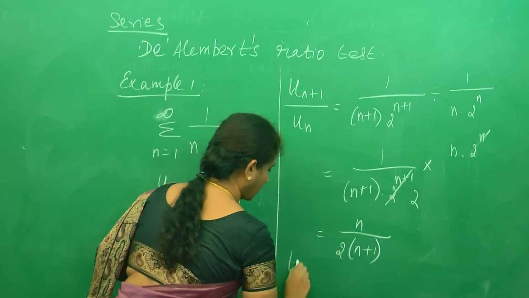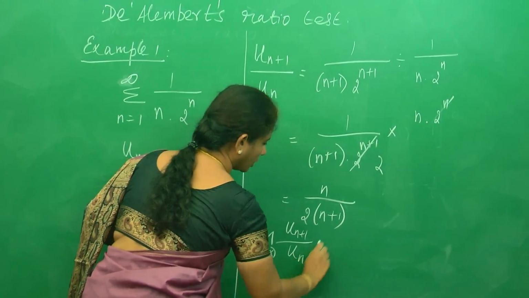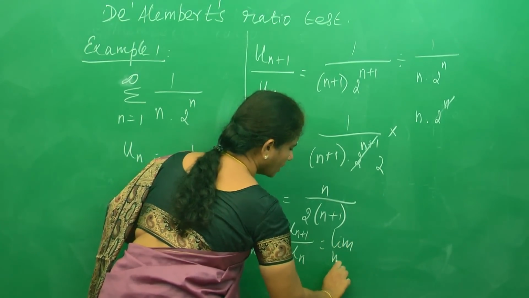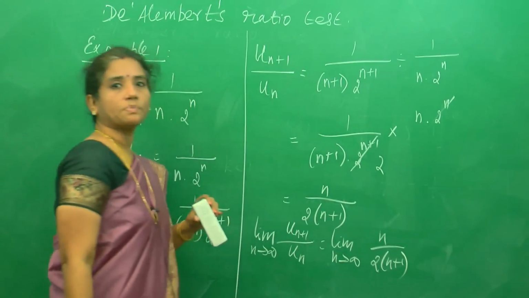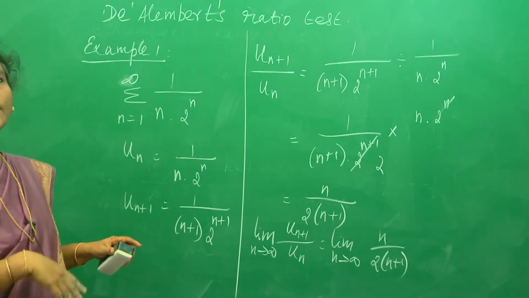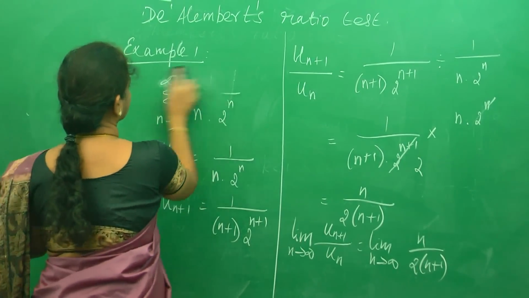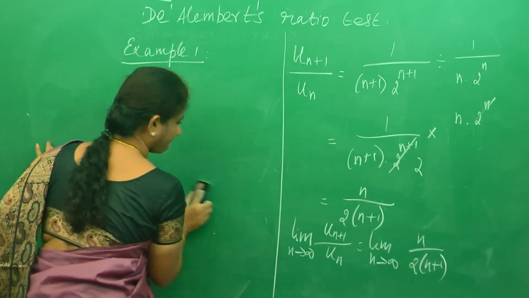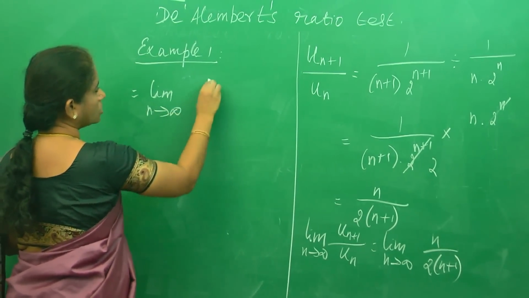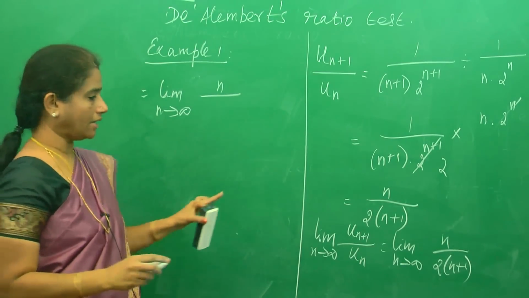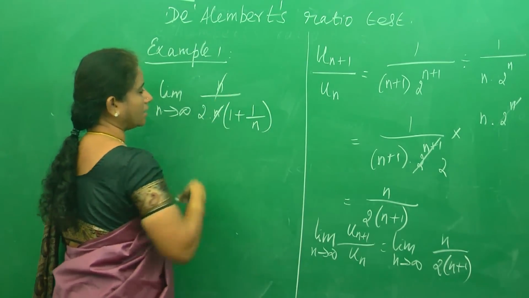Okay. So let me find limit n tends to infinity un plus 1 divided by un, which is nothing but limit n tends to infinity n divided by 2 into n plus 1. As per the rule, when n tends to infinity, take the highest power of n from the numerator as well as the denominator. Okay. So in the numerator, we don't have anything to take out, so it stays as n. From the denominator, n will be taken out. So 2 times n into 1 plus 1 by n. And this n will get cancelled.